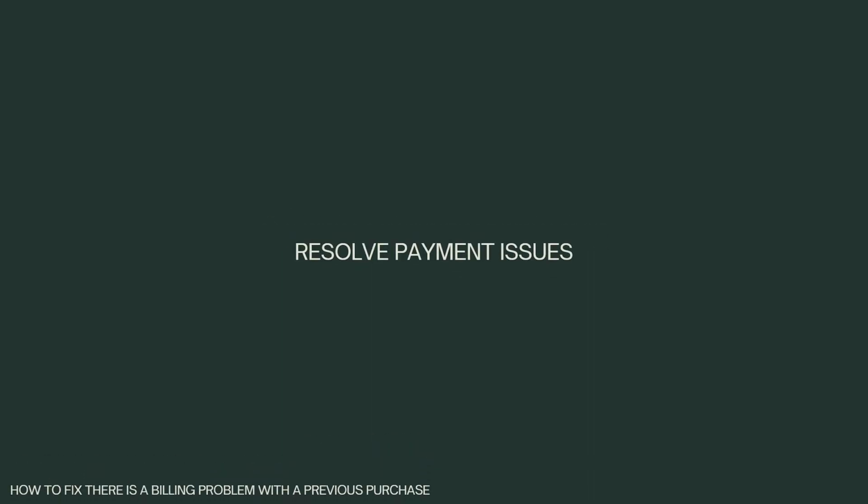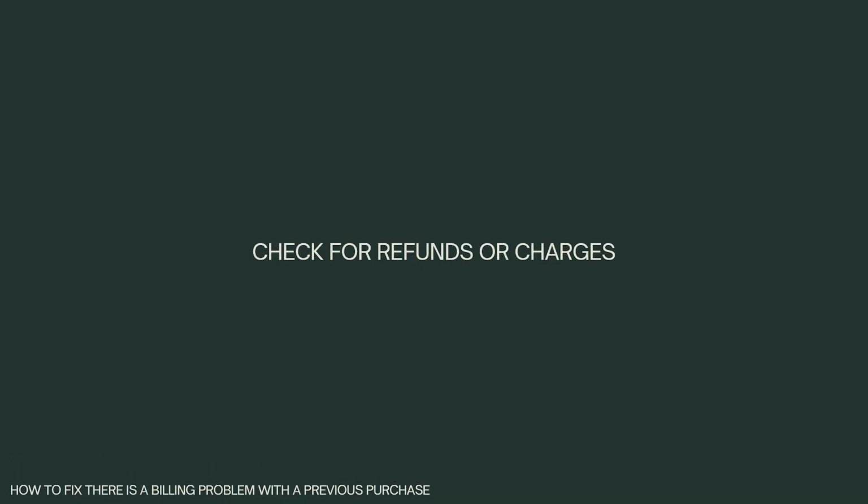Resolve payment issues. Depending on the nature of the billing problem, the customer support team might guide you through the steps to resolve the issue. This could involve updating your payment method, retrying the payment, or addressing any technical glitches. Check for refunds or charges. If you were charged incorrectly or face double charges, inquire about the possibility of refunds or adjustments.